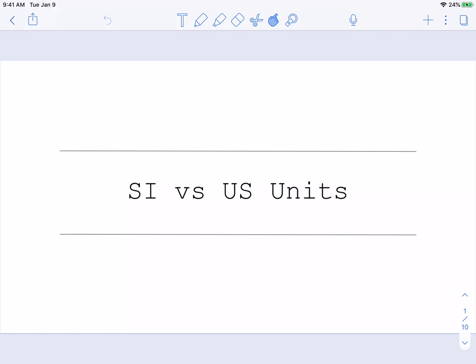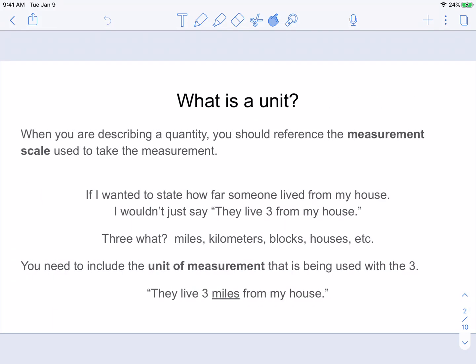Hi everyone, this is Mrs. Smith, and today I want to talk to you about SI versus US units. We're at the beginning of the year, we have a lot of basics to cover, and this is a great place to start. So, first we need to define what a unit is.